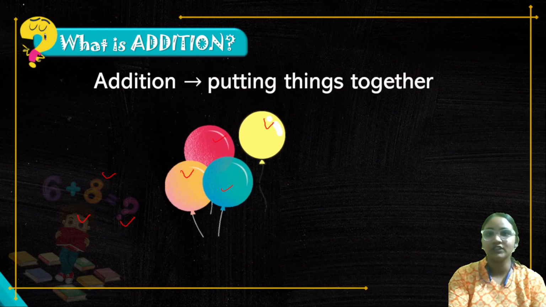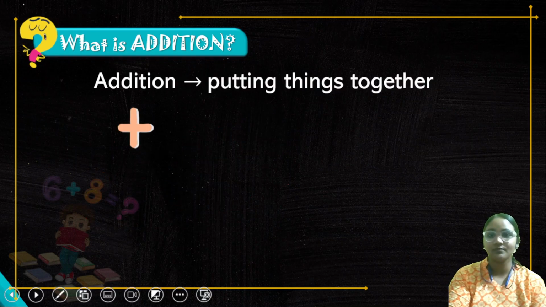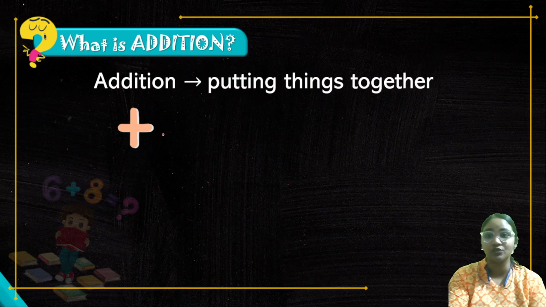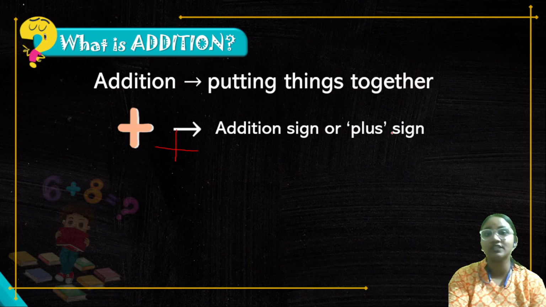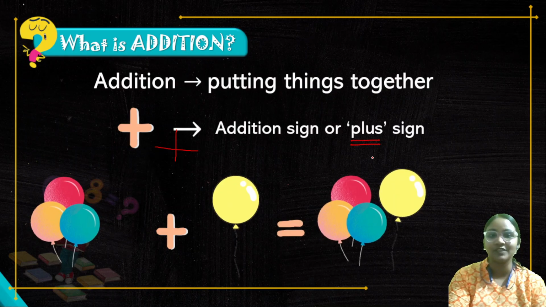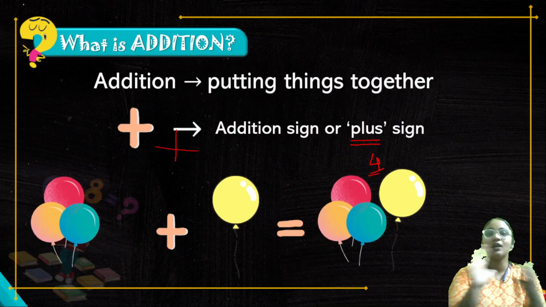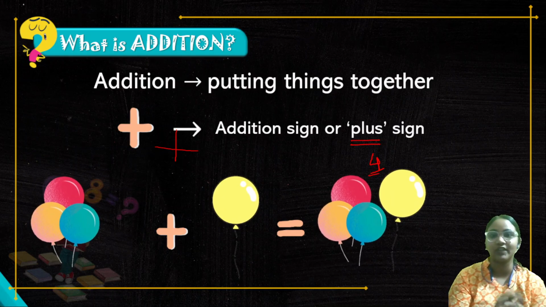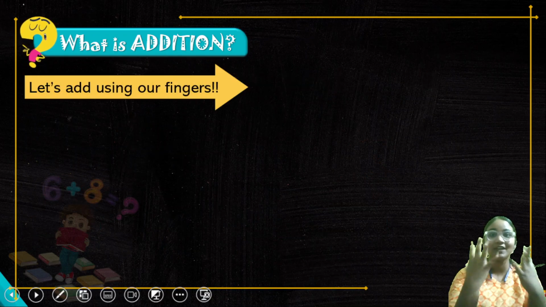Let's see further. What is the sign of addition? This is the sign of addition, students, when we cross a slanting and a horizontal and a vertical line. And this is known as the addition sign or the plus sign. So as Ram had three balloons, and if we add one more balloon to three balloons, how many balloons are we getting? Four balloons. Yes, four balloons. I hope this is clear. Students, what is addition? Putting things together, combining things together.